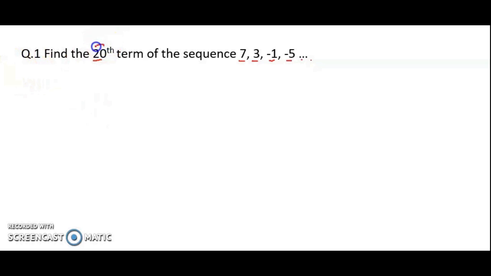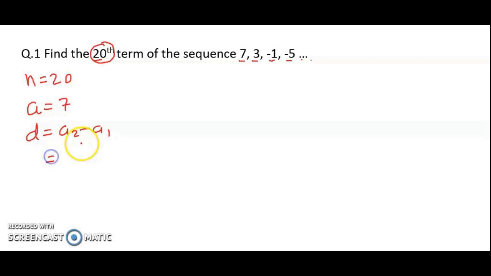So here we want to find the 20th term, so we will take n equal to 20. From this arithmetic progression, you can see the first term a is equal to 7. Then the common difference, the formula is a2 minus a1. You can see a2, the second term of this arithmetic progression, is 3, minus a1, the first term, which is 7. So we get the common difference minus 4.